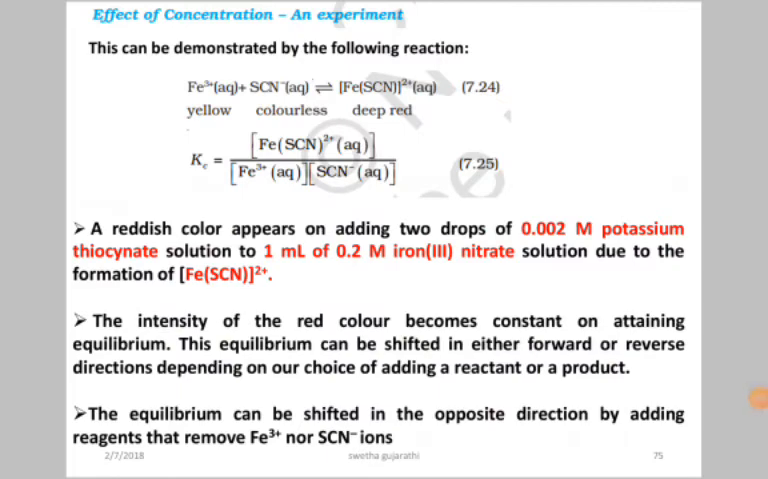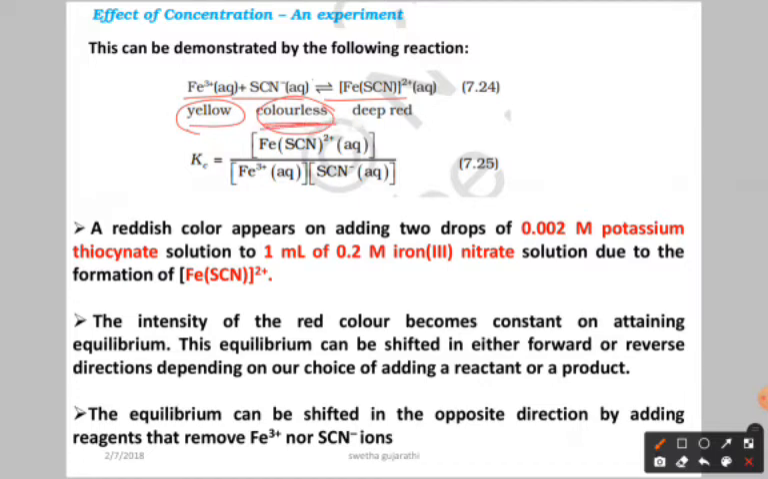To understand the effect of concentration on equilibrium, we have an experiment. Let us see what is given there. Here we have the equation: Fe3+ plus SCN- gives rise to FeSCN2+. Now you have to remember the colors. Fe3+ ions are yellow, the thiocyanate is colorless, and the complex is a deep red color.